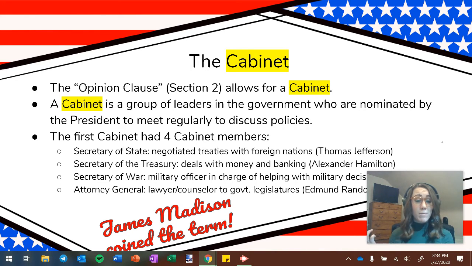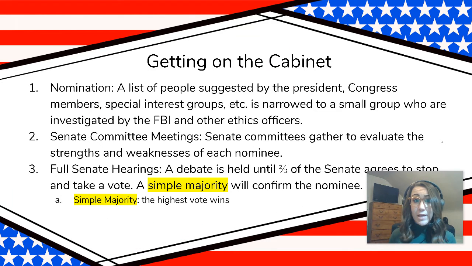James Madison was actually the person to coin the term cabinet, if you did not know that. That was just a little bit of trivia. However, those four key cabinet members are very important, so try and commit those to memory. Again, that's the Secretary of State, Treasury, War, and the Attorney General. Now, like I said, there are 16 of them. Who could they possibly be?